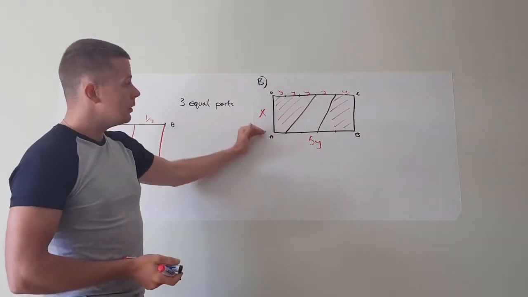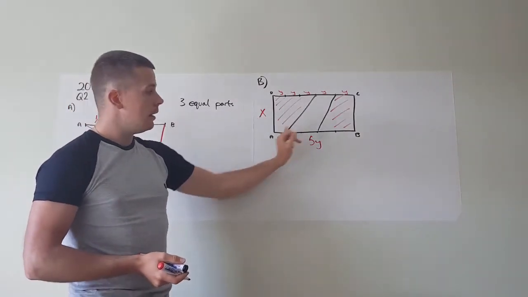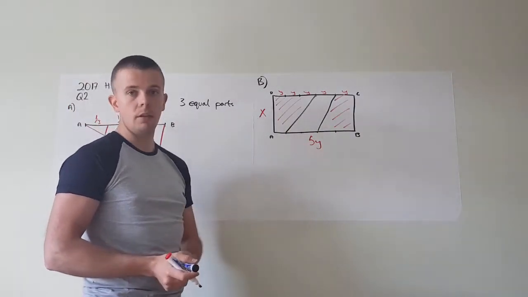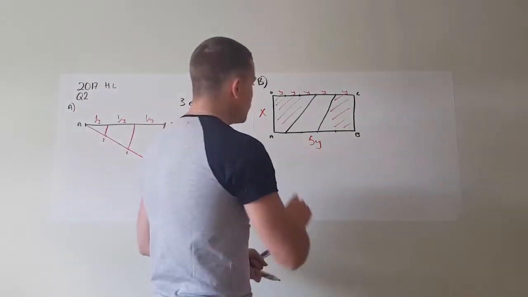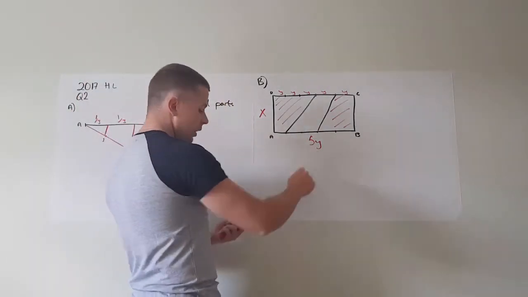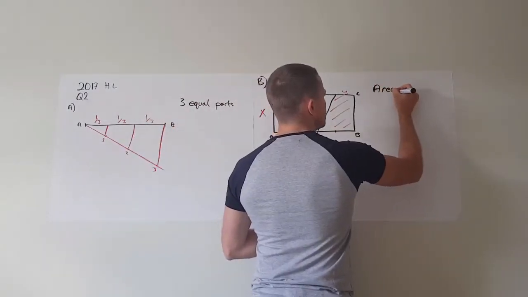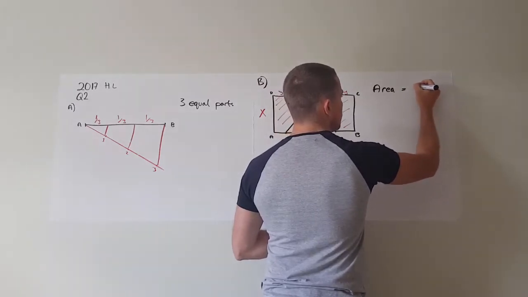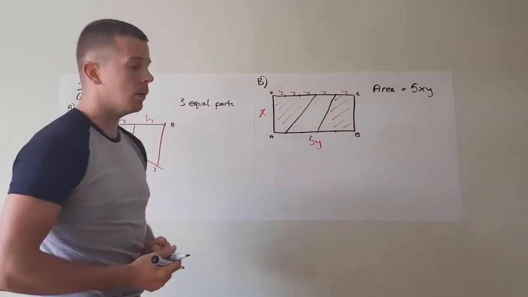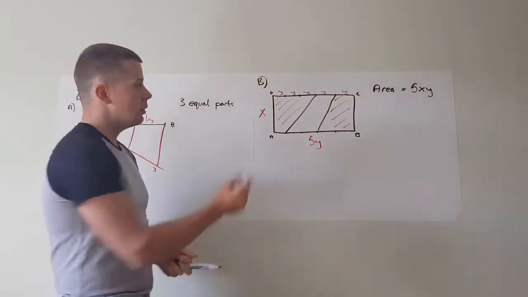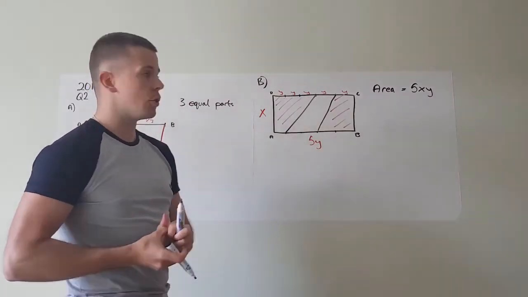So AD and CB is x units long, and A to B is 5y units long. The area of the rectangle is length by breadth, so it is x multiplied by 5y. So the area is equal to 5xy. So for the overall rectangle, I've been able to work out the area even though I wasn't given any actual lengths for it.